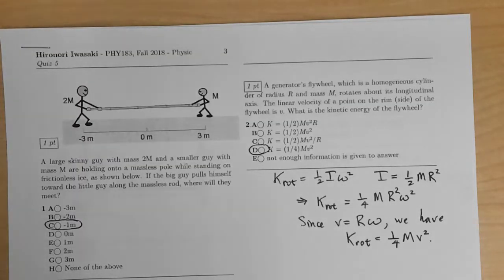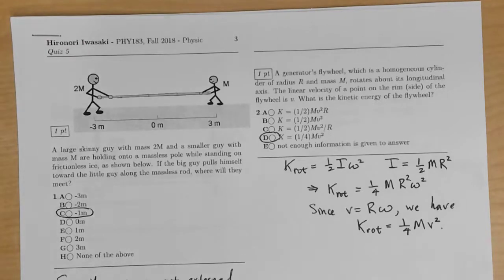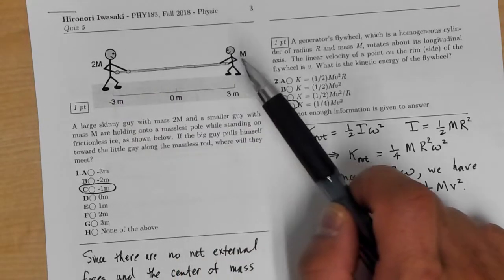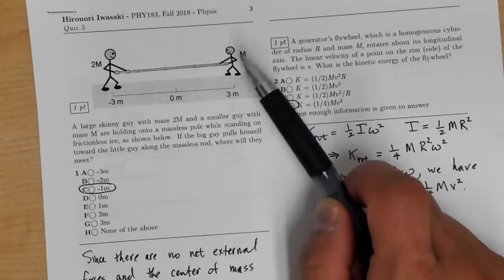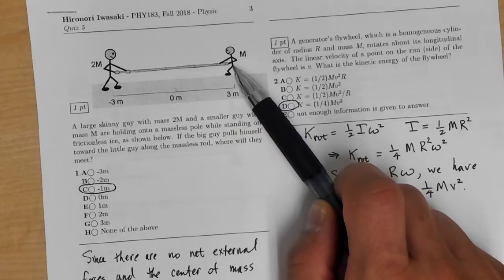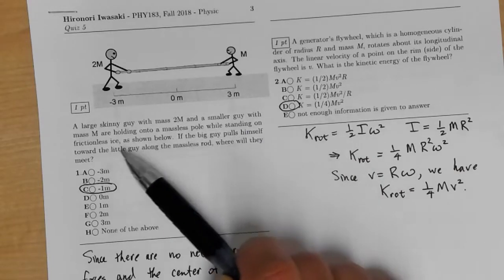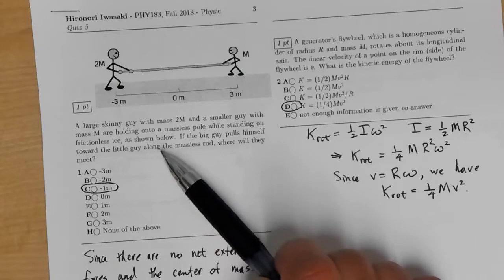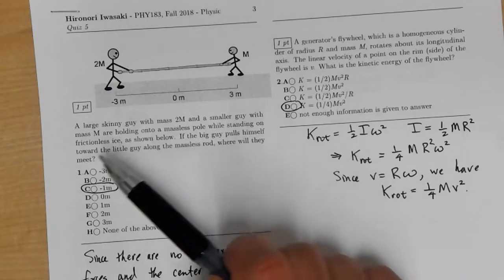Okay, we are now on quiz number 5, the solutions for quiz number 5. We have a large skinny guy, mass of 2m, and a smaller guy with mass m holding a massless pole while standing on frictionless ice as shown. If the big guy pulls himself towards the little guy along the massless rod, where will they meet?